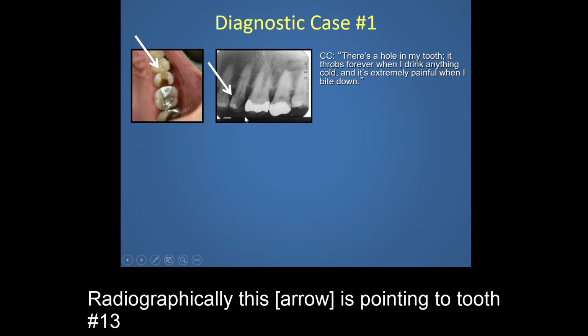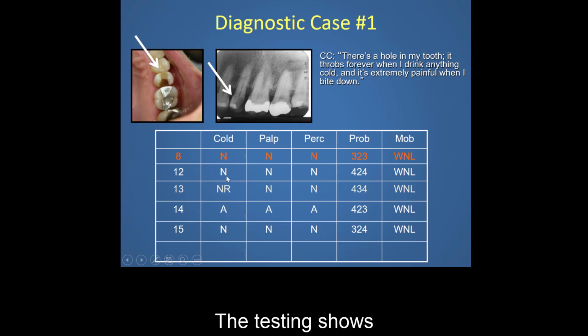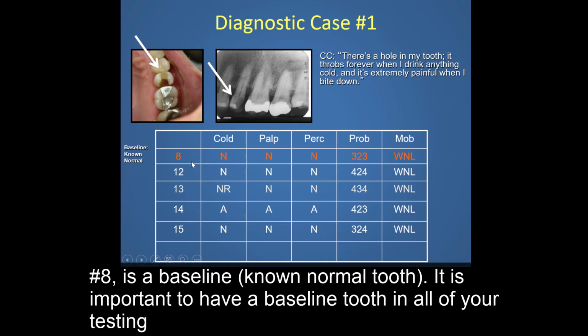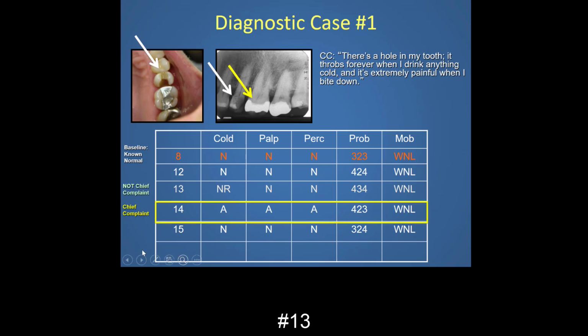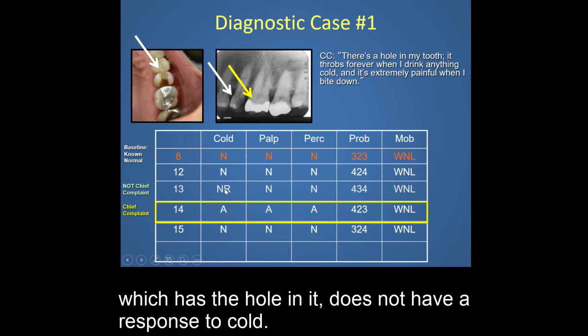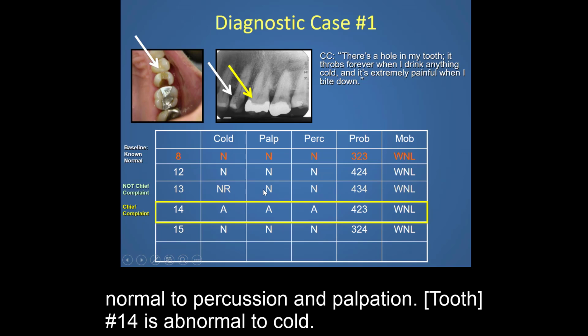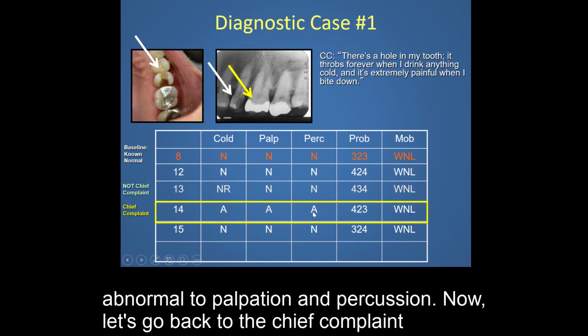Radiographically, this is pointing to tooth number 13. The testing shows number 8. Number 8 is a baseline known normal tooth. Okay, it's important to have a baseline tooth in all of your testing. A baseline tooth is a tooth that is normal across all tests. Number 13, which has the hole in it, does not have a response to cold. Normal to percussion and palpation. Number 14, however, is abnormal to cold, abnormal to palpation, and percussion.